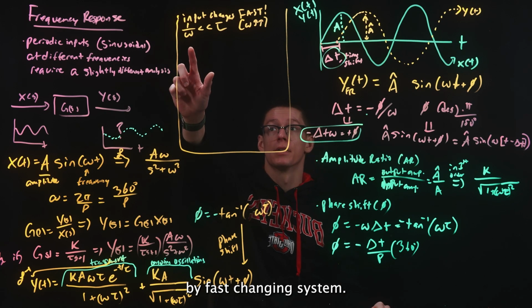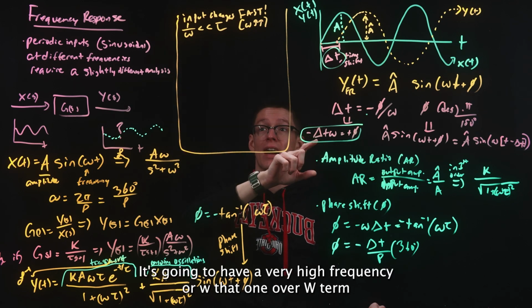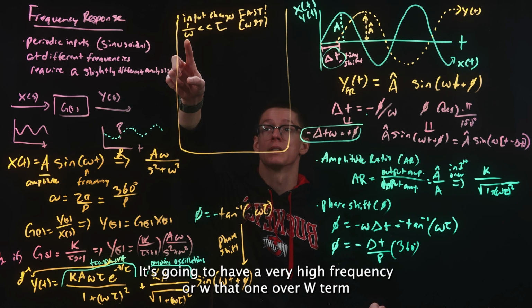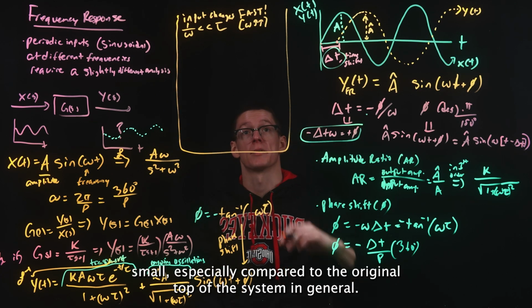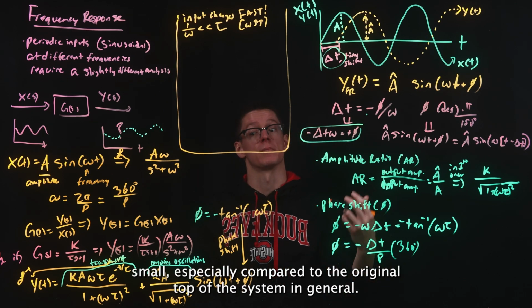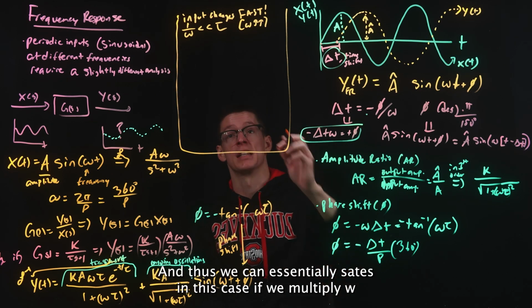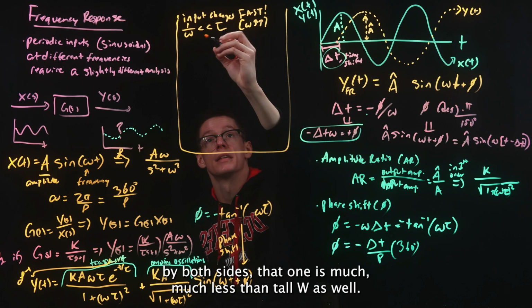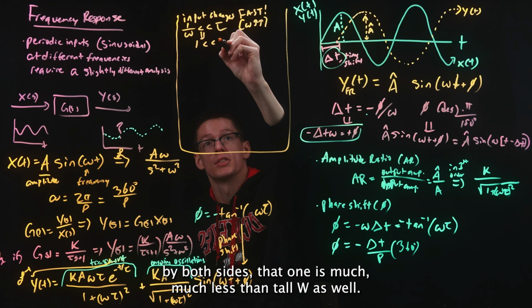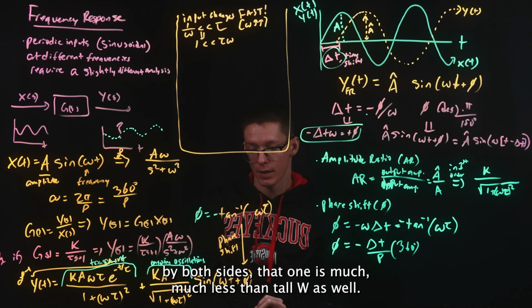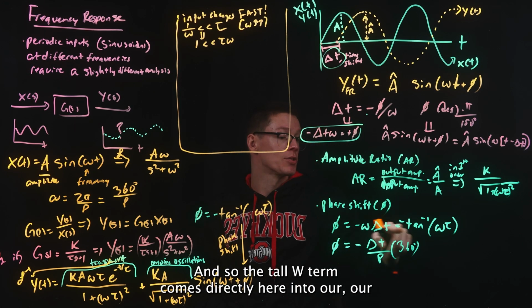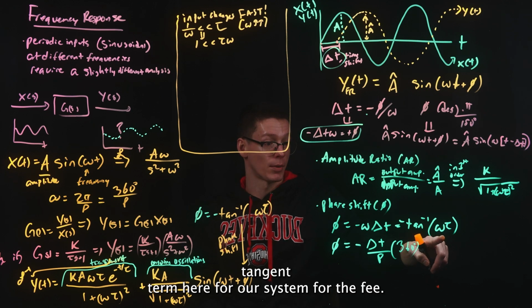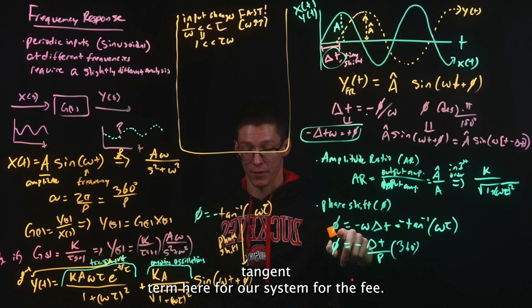For a fast changing system, it's going to have a very high frequency, or w. That 1 over w term is then going to be super small, especially compared to the original tau of the system in general. And thus, we can essentially state, in this case, if we multiply w by both sides, that 1 is much, much less than tau w as well. And so the tau w term comes directly into our arctangent term for the phi.